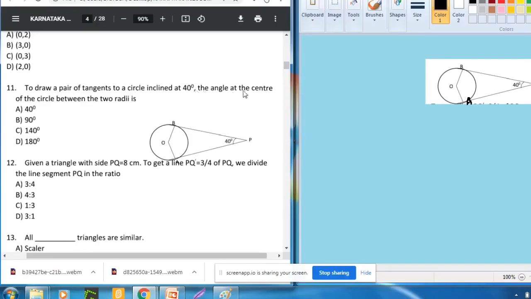40 degrees. The angle at the center of the circle between the two radii is. So we have to find angle BOA, the angle O in this problem. I have taken the picture on the right side of the screen. To find the answer, we have to use the angle sum property of a quadrilateral. We all know that the sum of the 4 angles in a quadrilateral is equal to 360 degrees.